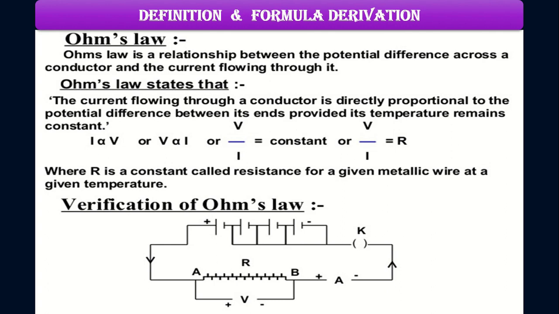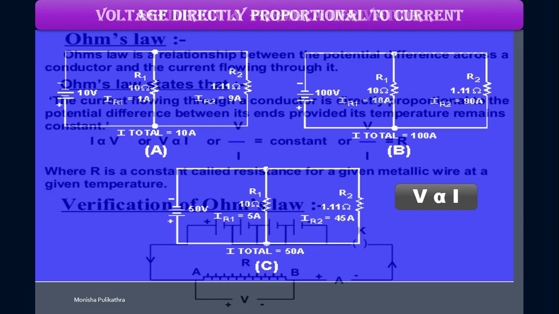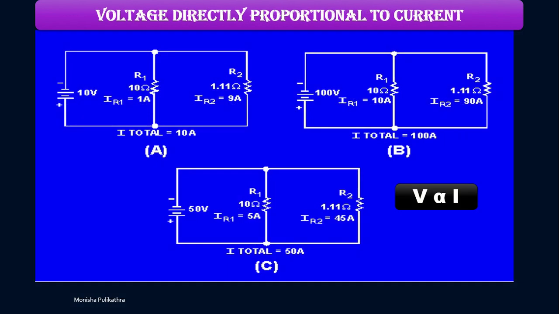I hope you understood the concept of what Ohm's law is and how it is used to solve problems occurring in electrical circuits. So I will give a small quick example. In the first diagram, you can notice the input voltage is 10 volt. If the input voltage is 10 volt, the output current obtained is 10 ampere. Voltage is 10 and current is also 10 ampere.